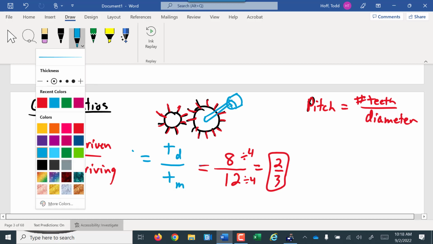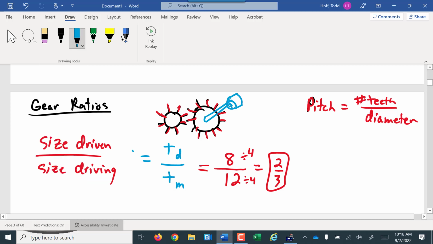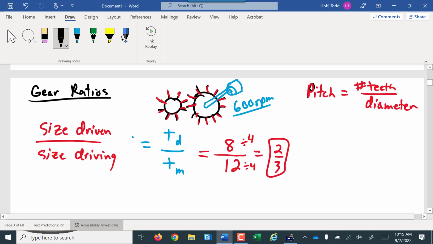Just like with the pulleys, that gear ratio describes the ratio of RPM transfer, torque transfer, all of that between these gears. So let's say that the motor here is turning at 600 RPM. We can use a similar formula, but instead of diameter, it's going to be teeth times RPM. So for this one here, we have 8 teeth times an unknown RPM. Over here we have 12 teeth times 600 RPM.